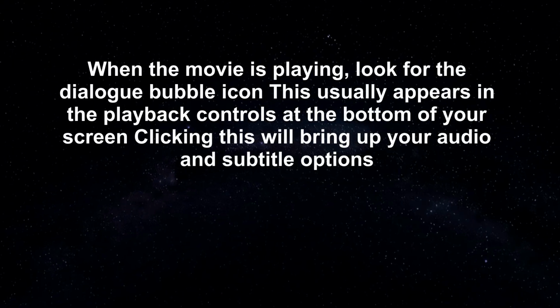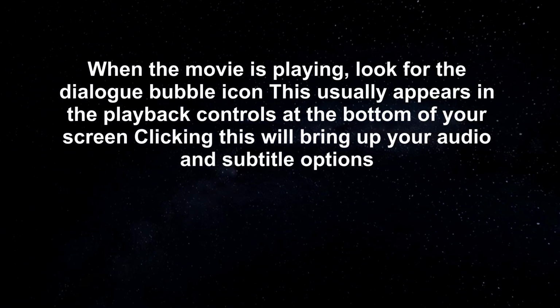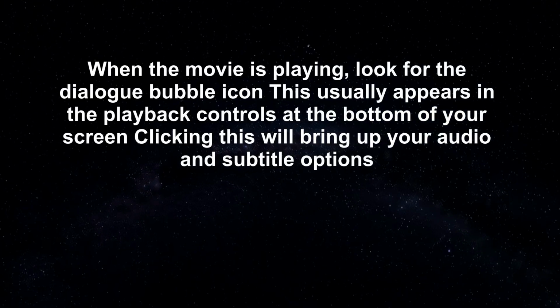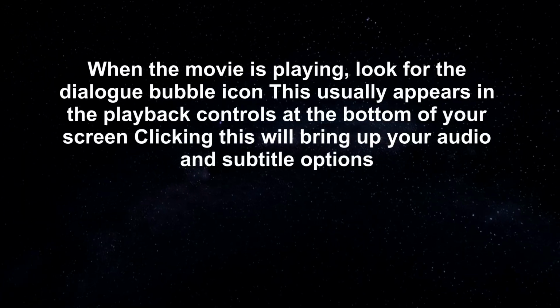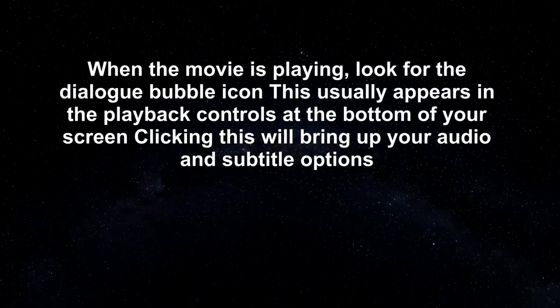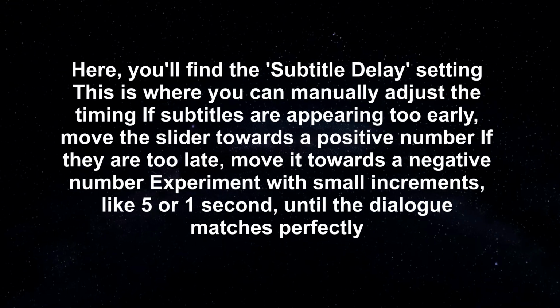When the movie is playing, look for the dialogue bubble icon. This usually appears in the playback controls at the bottom of your screen. Clicking this will bring up your audio and subtitle options. Here, you'll find the subtitle delay setting.